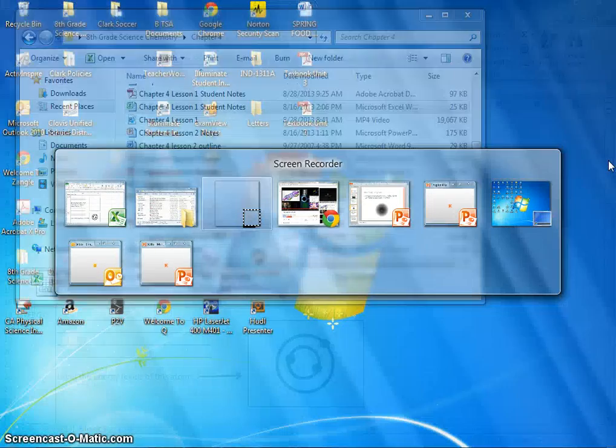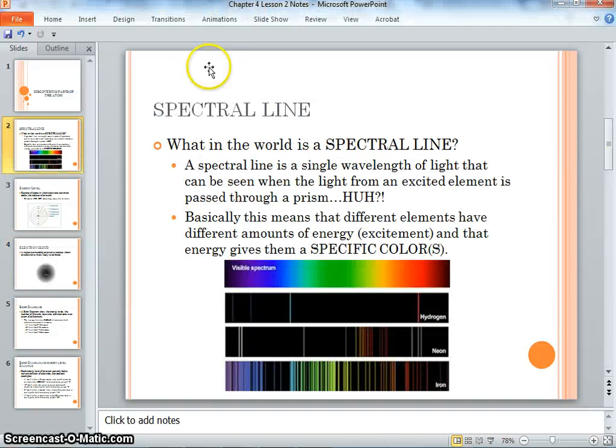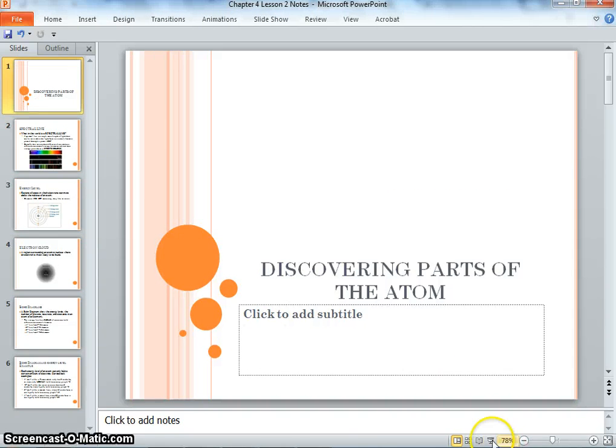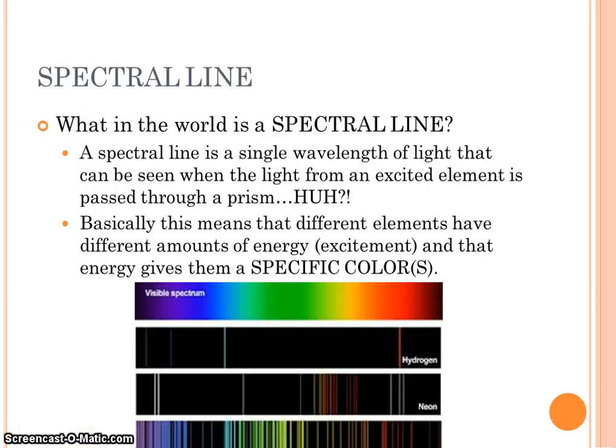I'm going to go to my PowerPoint right here. Let's start it at the top. So lesson 2 is titled Discovering Parts of the Atom. So you kind of got into particles and knowing what they are, what their charges are. Now we're going to go a little bit more in depth. So the first definition that you have is a spectral line. And this can seem extremely confusing to people.